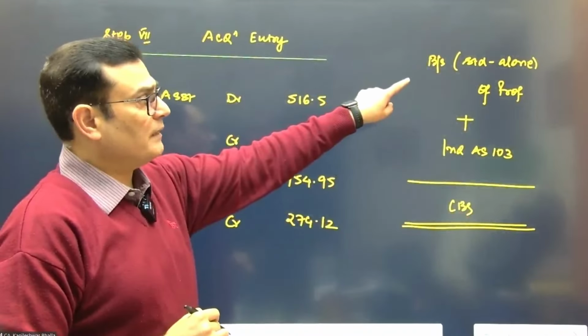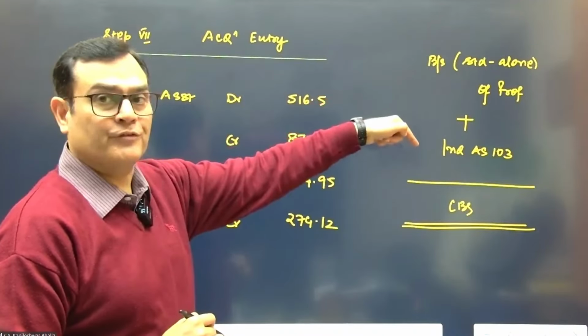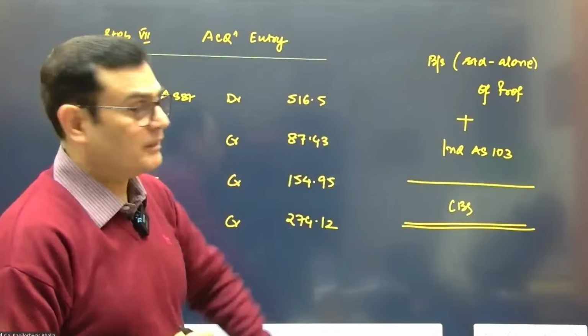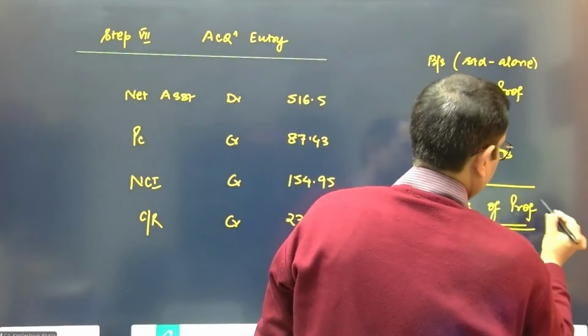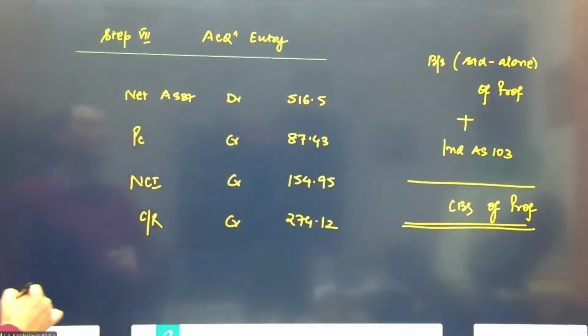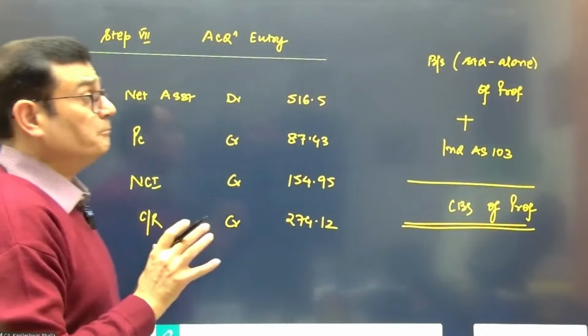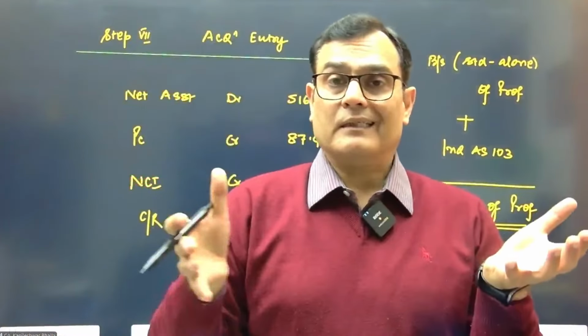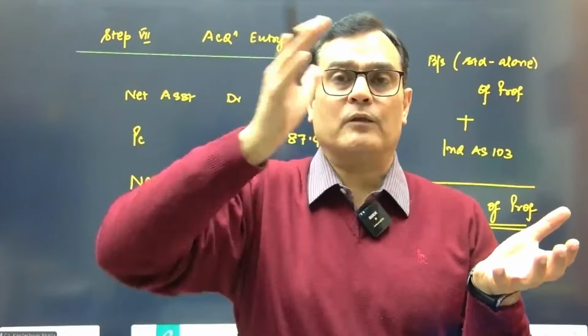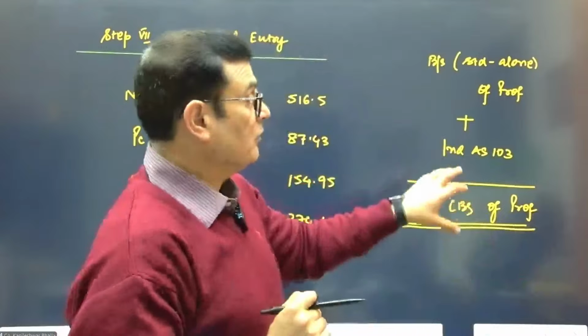Just take the standalone balance sheet of Professional, add the Ind AS 103 entry, and you get the consolidated balance sheet of Professional. Is my thought correct? Yes, sir. That's right. So basically, Ind AS 103 acts as a bridge between the two financial statements, the separate and the consolidated financials, when on the acquisition date you incorporate this entry.